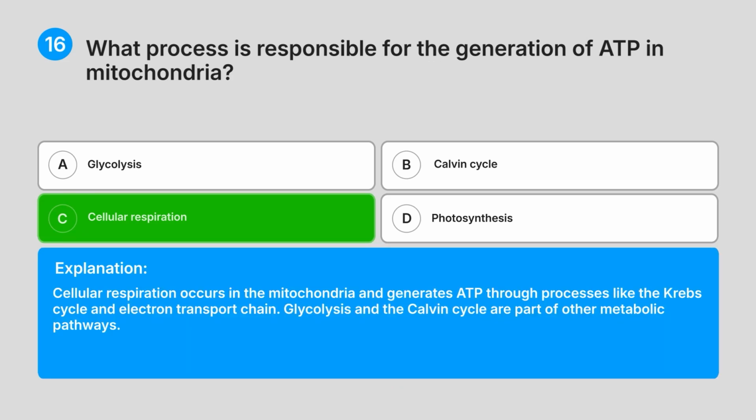Explanation. Cellular respiration occurs in the mitochondria and generates ATP through processes like the Krebs cycle and electron transport chain. Glycolysis and the Calvin cycle are part of other metabolic pathways.